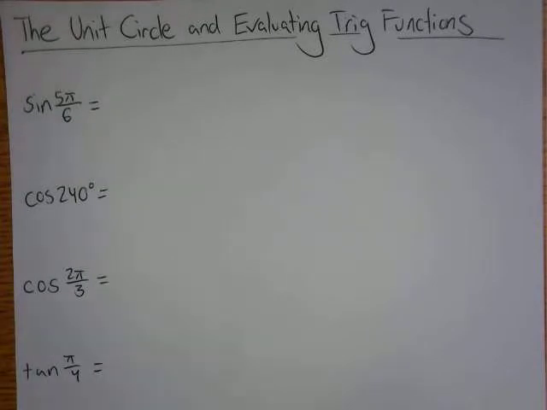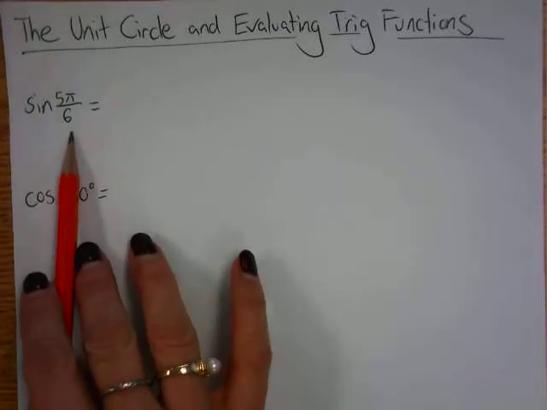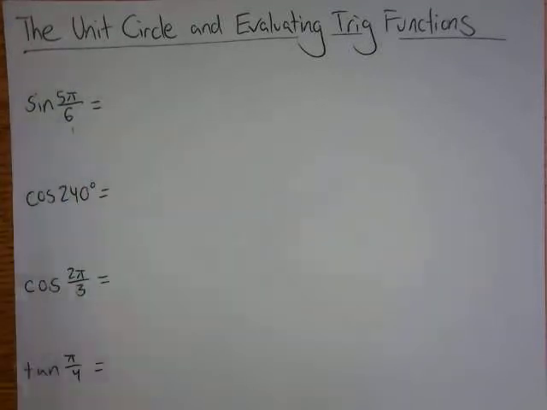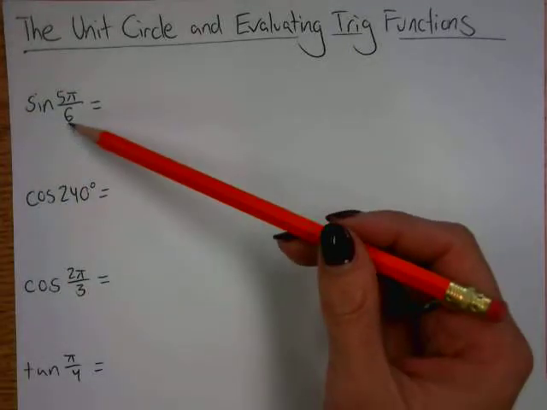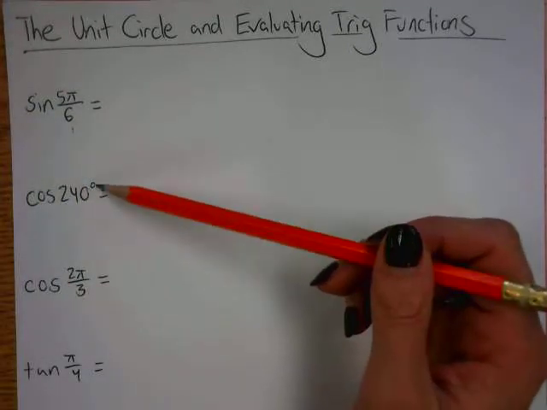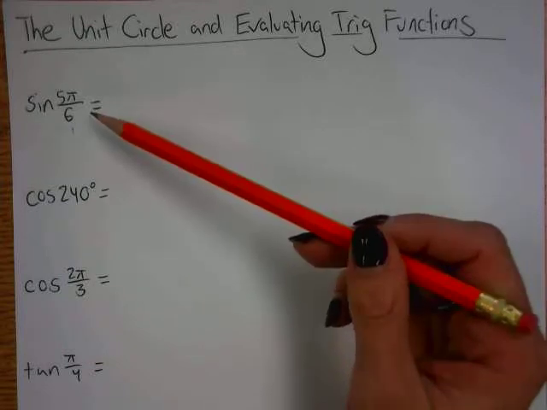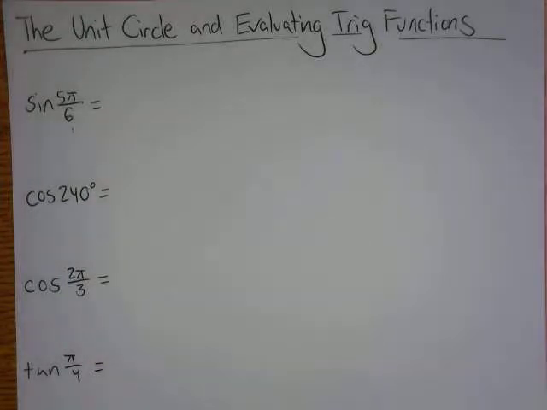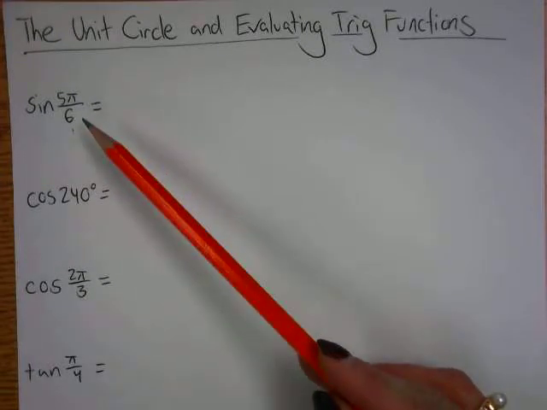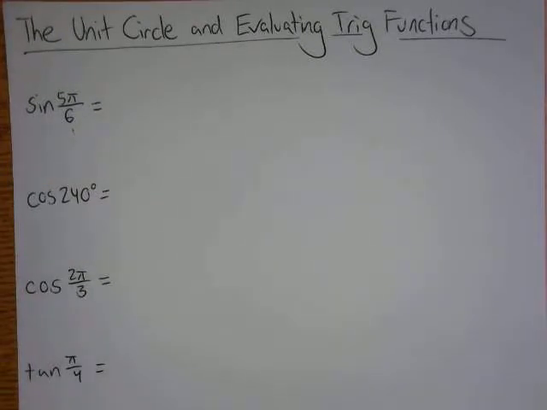Now at any point if you're on a calculator section, you could just use your calculator to evaluate this, but make sure that you know whether you're in degrees or radians. This one your calculator would need to be in degrees. This one your calculator would need to be in radians. A lot of times though, I'm also going to expect you to do this without a calculator by using your unit circle.